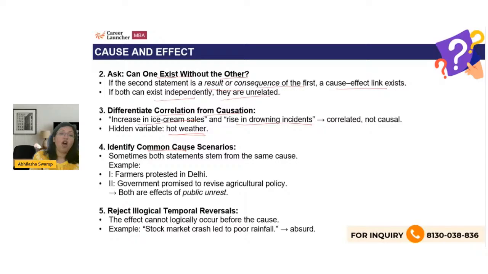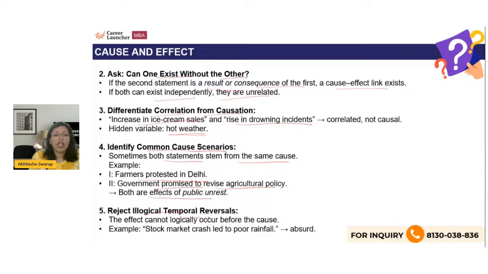Now, identify common cause scenarios. Sometimes both statements stem from the same cause. Farmers protested in Delhi, government promised to revise agricultural policy. Both are effects of public unrest. So if they come from the same cause, then they become effects of the same cause. Otherwise, there could be effects of independent causes also.